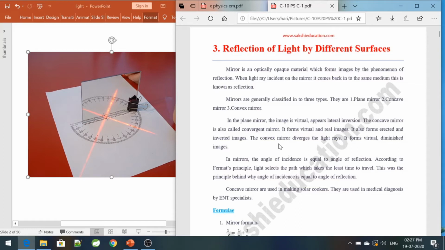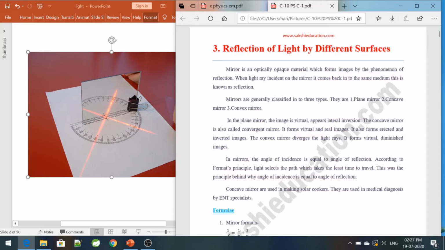The convex mirror diverges the light rays. It forms virtual, diminished images; a convex mirror forms only virtual, diminished images. In mirrors, the angle of incidence is equal to the angle of reflection. This is the first law of reflection of light.